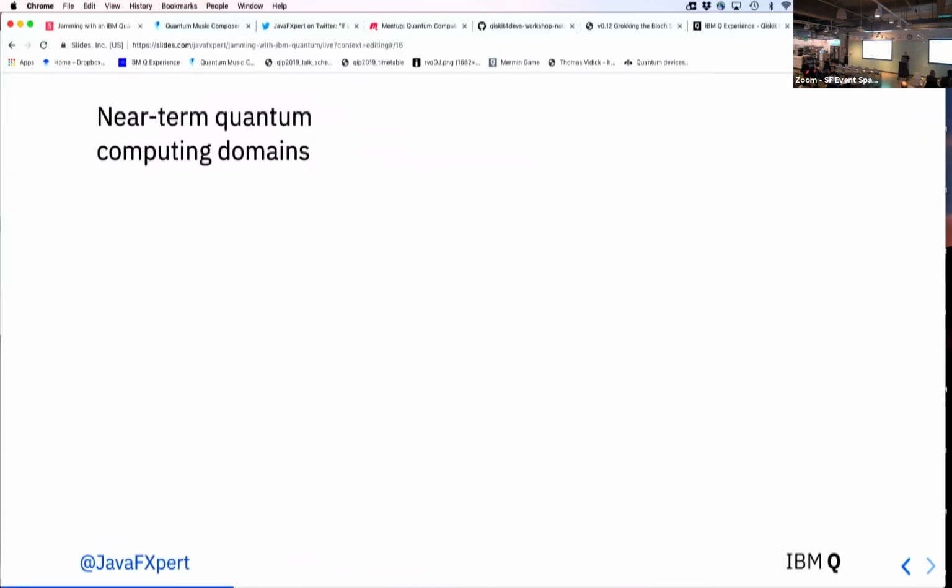So what are some of the near-term quantum computing domains? Right now, we are just building quantum computers, and we have a very low number of quantum bits. Some of the ones we offer to our partners are 20 quantum bits. And some of the ones you can play with, you could go tonight and sign up for free and run programs on a real quantum computer. One that we have available is 5 qubits. One that we have available is 16. And then we are prototyping a 50-qubit machine.